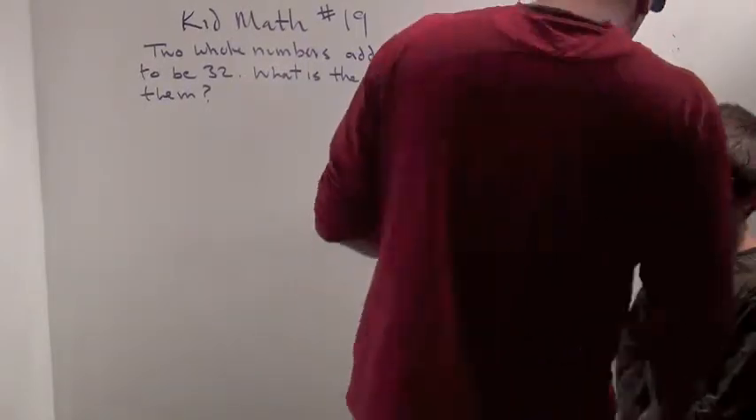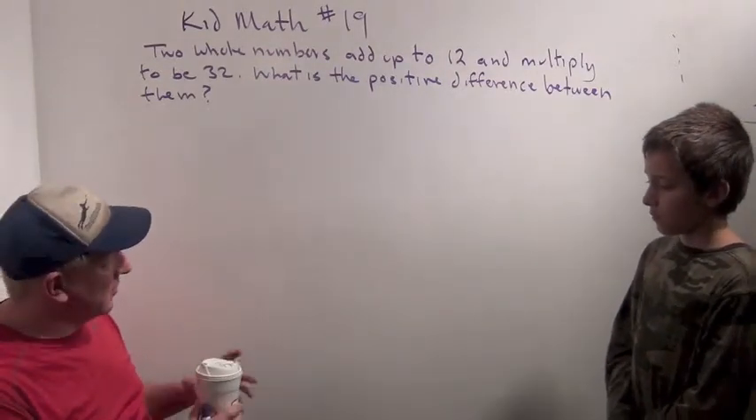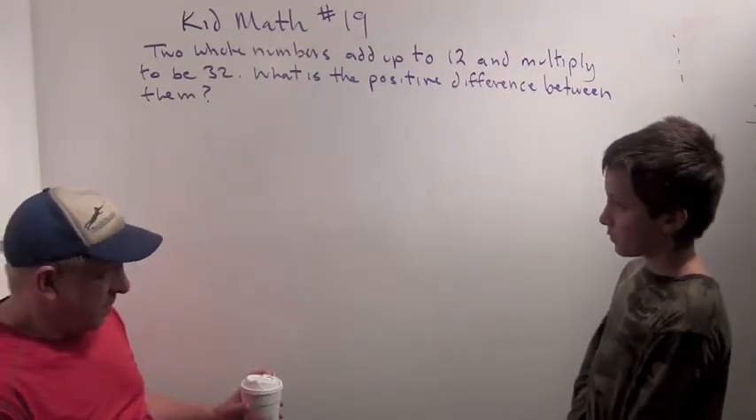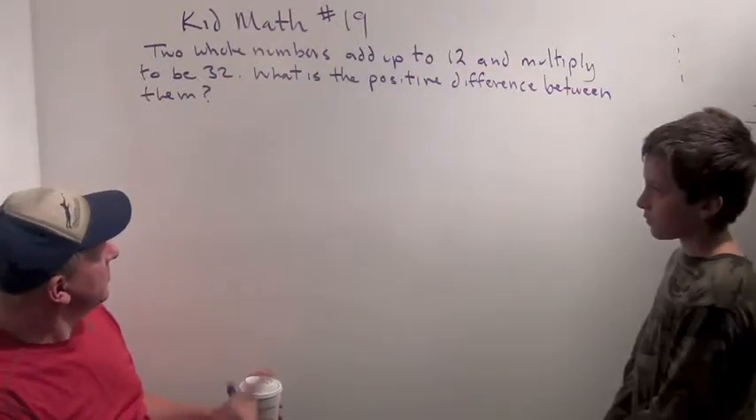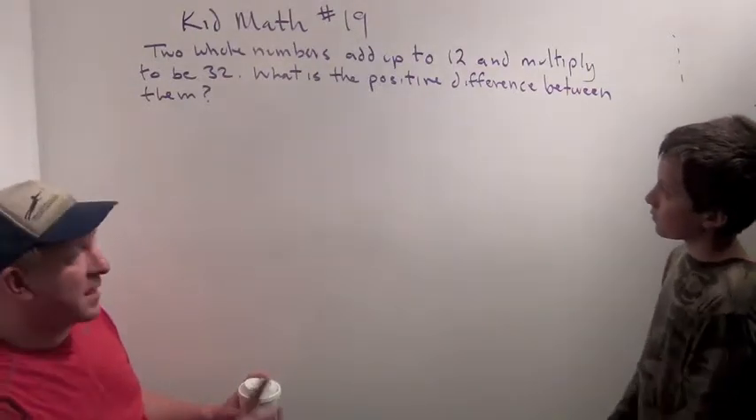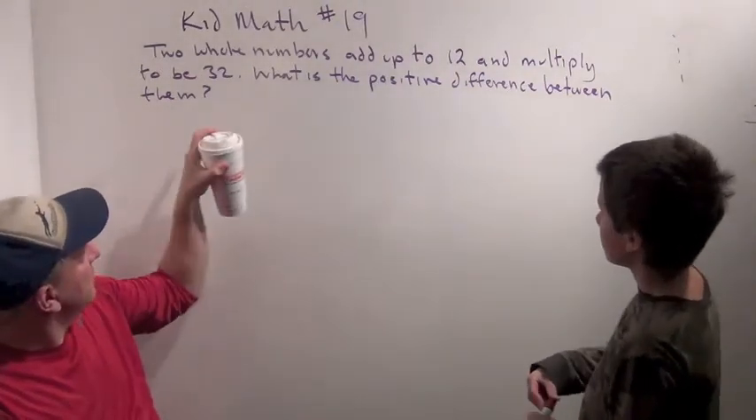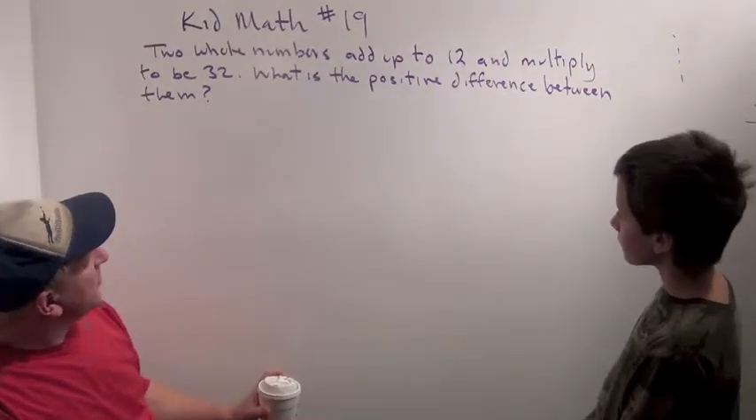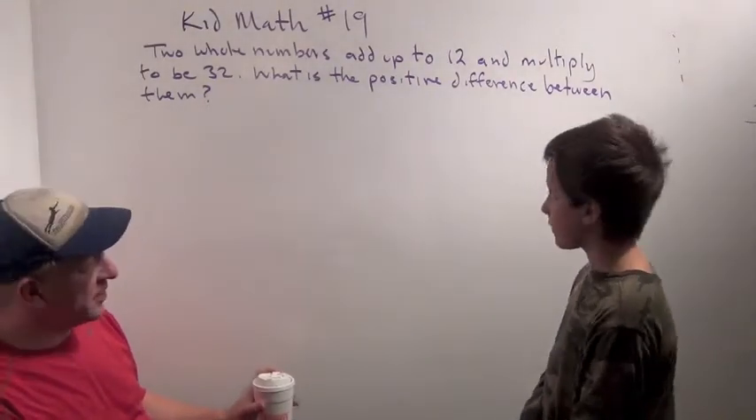KidMath number 19, and this problem is based on an old math contest problem you saw this weekend at your math club, and just by coincidence, similar to what we've been studying with quadratics. So I made up a new problem, and why don't you explain how to look at this? And then I'm going to talk about a different way. Two whole numbers add up to 12 and multiply to be 32. What is the positive difference between them? How would you think about this problem?